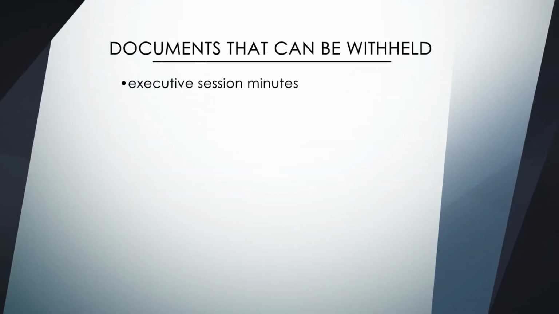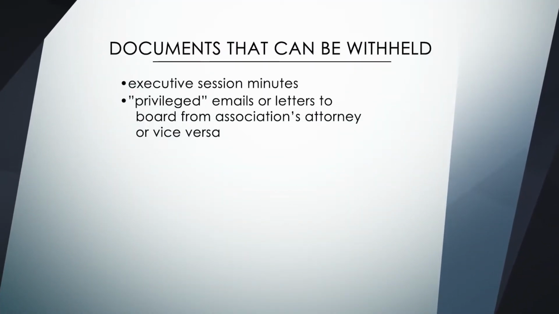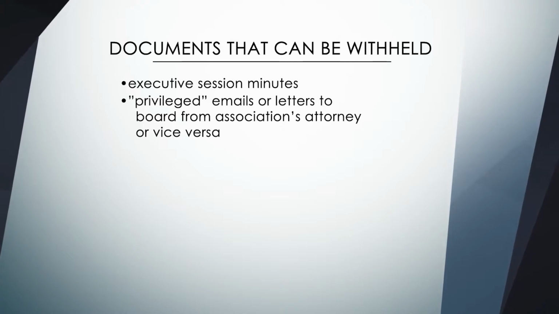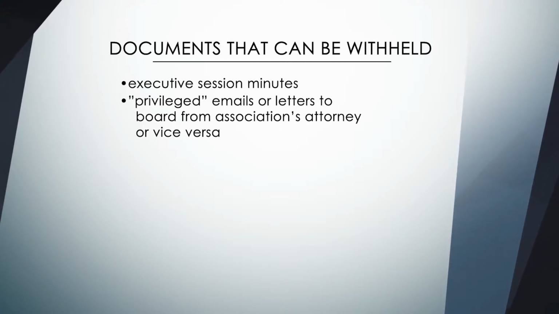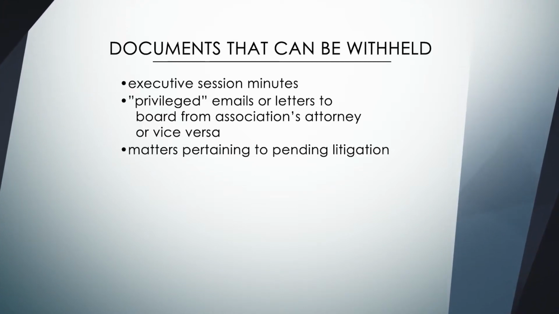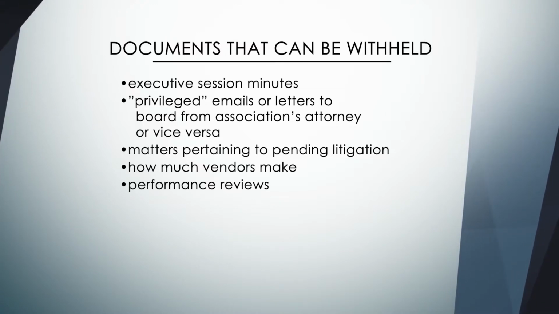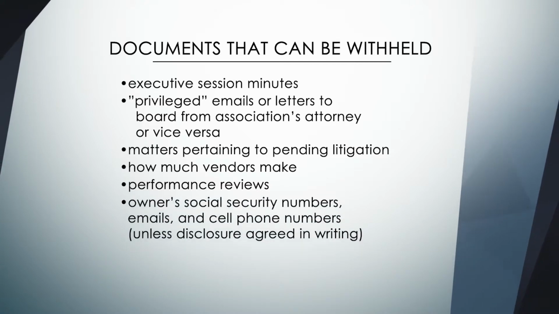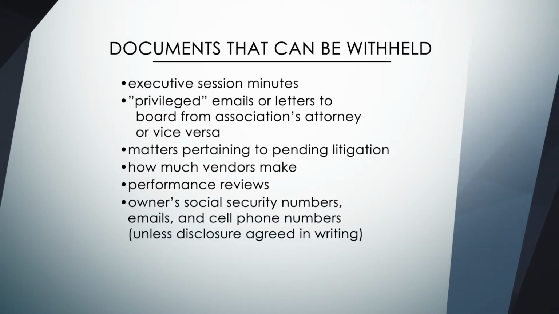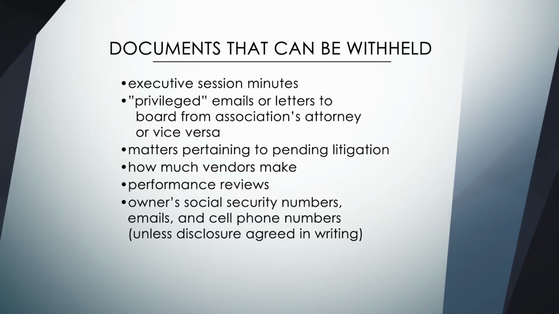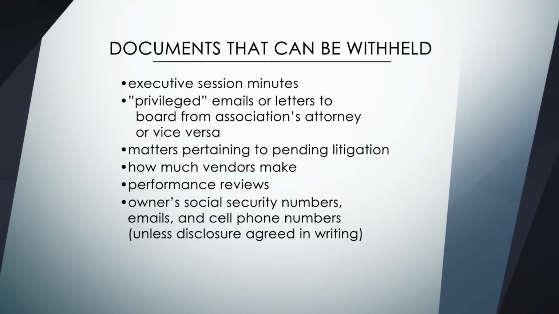However, there are some things that can be withheld from owners. Here are some examples of documents that can be withheld under Arizona law. Executive session minutes, privileged emails or letters to the board from the association's attorney or vice versa, matters pertaining to pending litigation, how much vendors make, vendor or employee performance reviews, owners' social security numbers, emails, and cell phone numbers, unless the owners agree in writing that this information can be disclosed to the owners.